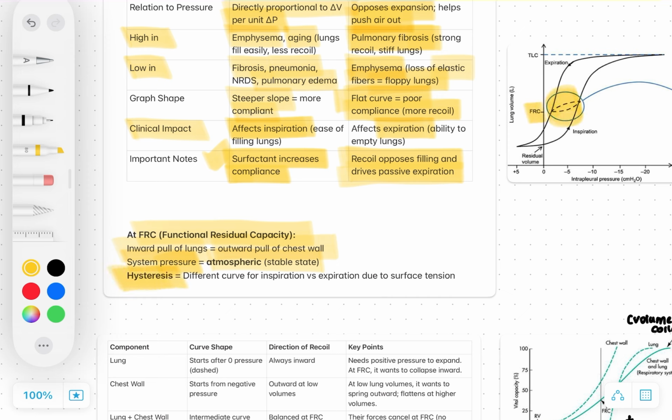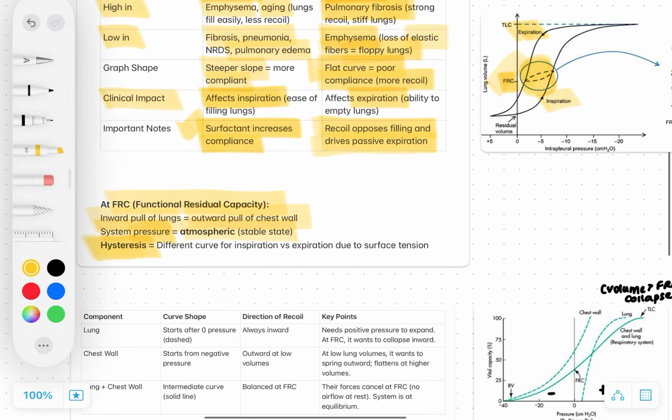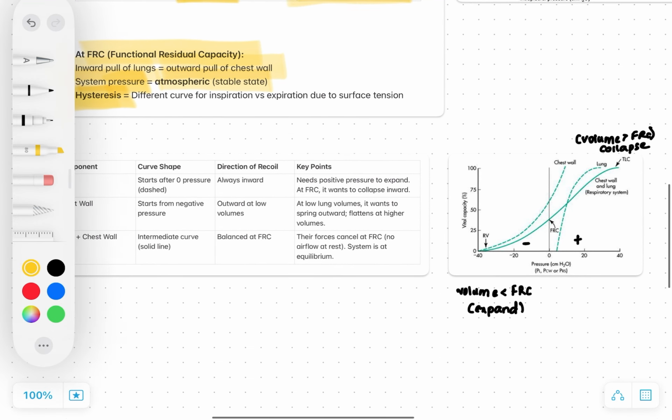We have to know one concept called hysteresis. It says that there is a different curve for inspiration and expiration because of the surface tension. So this is the inspiration curve and this is the expiration curve. The difference between these is called hysteresis. At FRC, that is functional residual capacity, it is equal. So we have to see this curve.